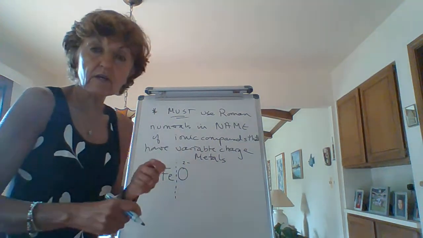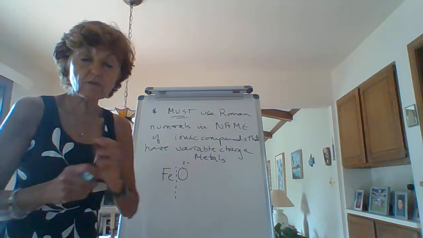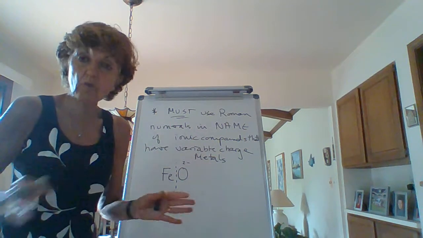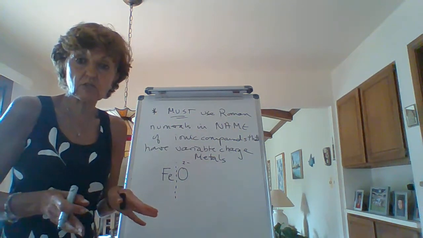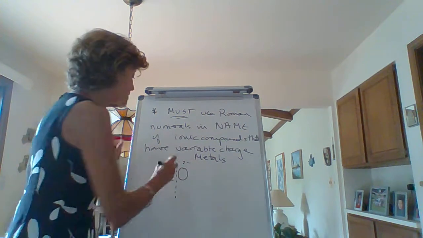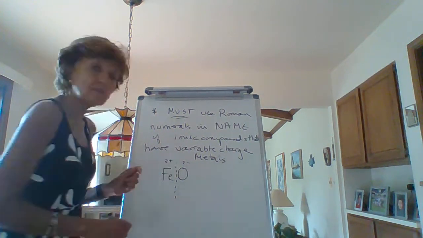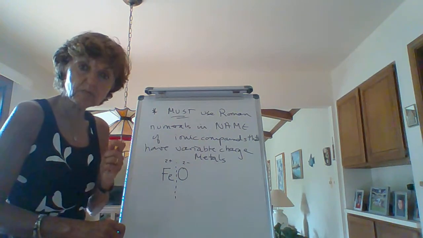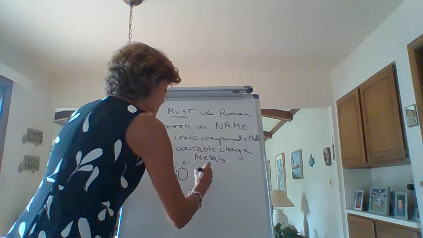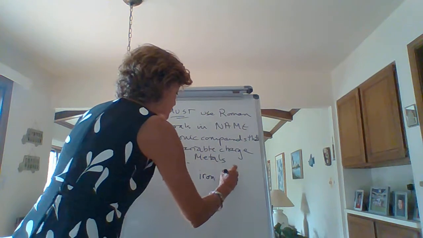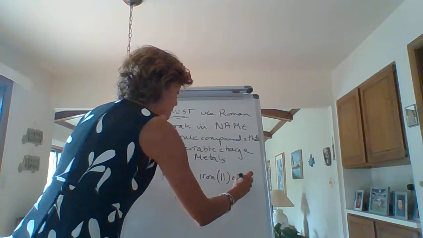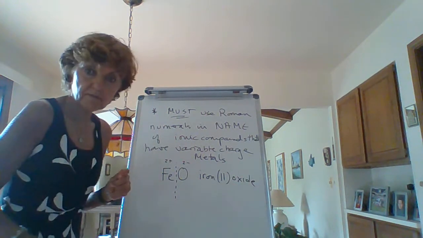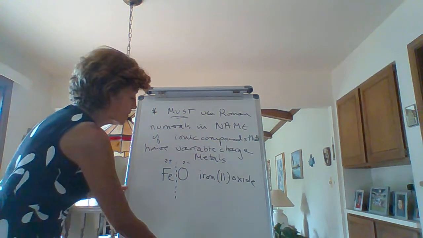Because remember, ionic compounds are always neutral. There's no plus, there's no minus. It's always the pluses and the minuses cancel each other out. So if this side is -2, this side has to be +2. And there's only one of them, so that one iron must be +2. So this is iron, Roman numeral 2, oxide. See what I'm doing? Okay, let's do another one.